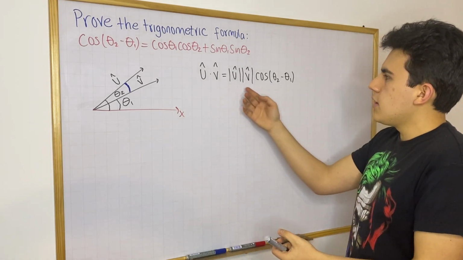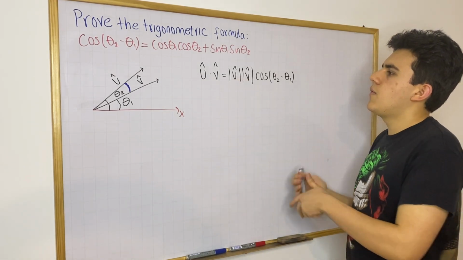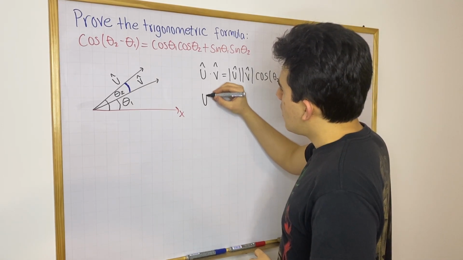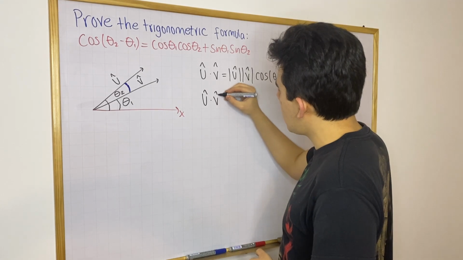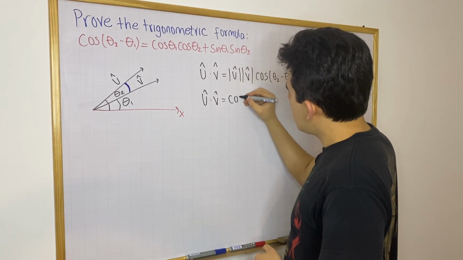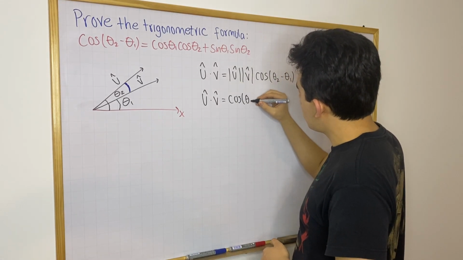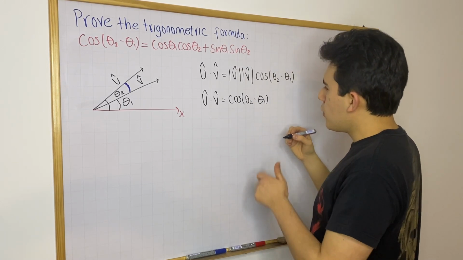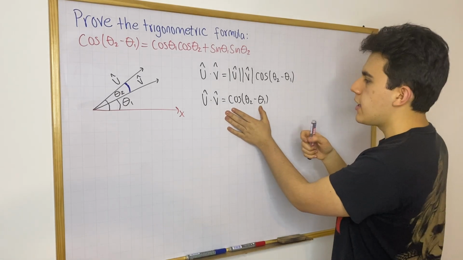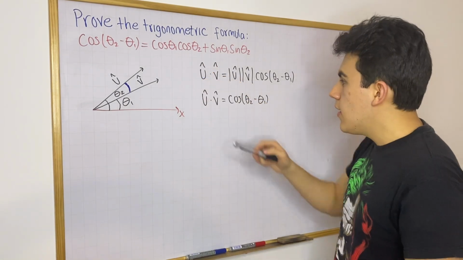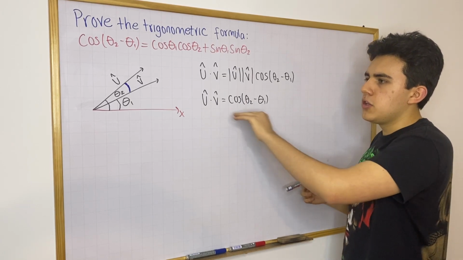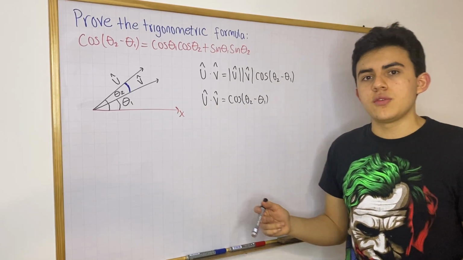Now, what's good about this? Well, the magnitudes are just 1 because they're unit vectors. So we get that u hat dot v hat is equal to the cosine of the angle between them, so cosine of theta 2 minus theta 1. This is a starting point, because now we have the left-hand side of the thing we're trying to prove, which is very good. Now we just need to find some way to rewrite this in terms of other pieces of information that we have.